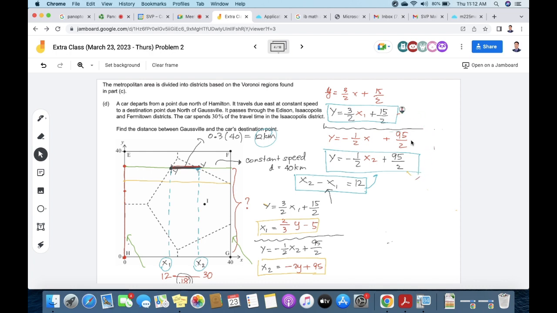Yeah. So once we got this expression here, these expressions are just coming from the one on top. Then we can now create our final equation saying that x sub 2 minus x sub 1 is equal to 12. So negative 2y plus 95 minus 2/3 y minus 5 equal to 12. All right. And if you try to look at it, we now have a single variable y, which is what we're looking for.